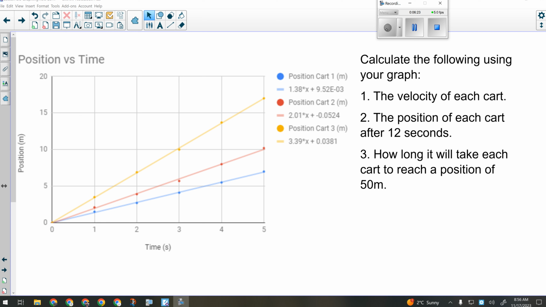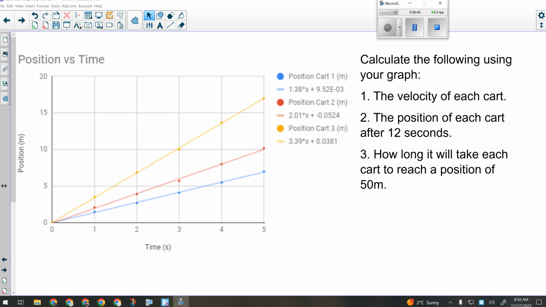Which one is the fastest? The one with the greatest slope. Yeah, and speed. Because those are both the right answer, on this graph the slope is the speed. Okay, that's what I want to show you about this graph.